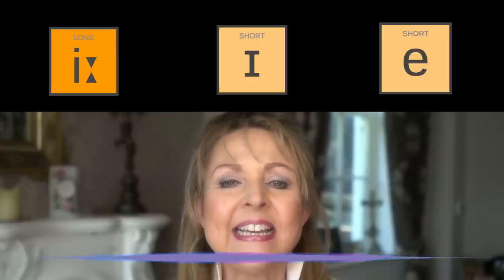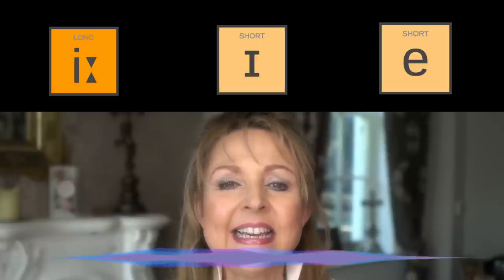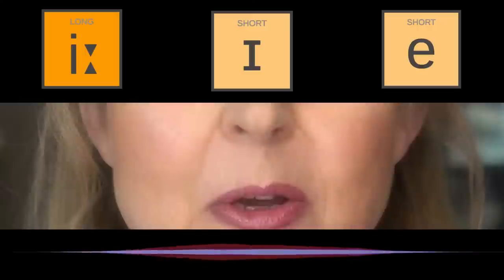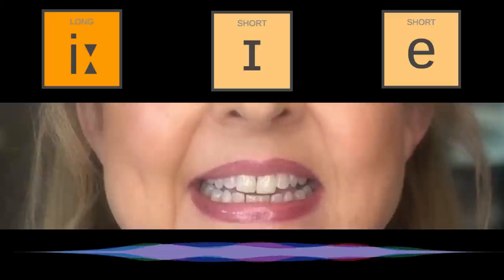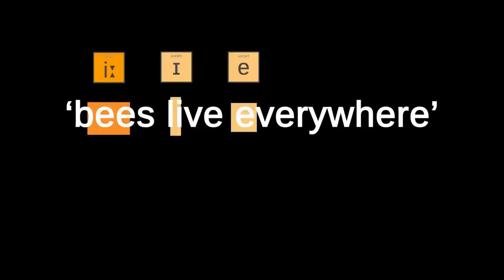Okay, now let's try E and I, followed by E. E, I, E. E, I, E. Can you see what's happening? The only change is when I open my mouth wider for E. The tongue stays the same. Now you try after me. Say E, I, E. All together. E, I, E. Now let's put them into a short sentence. Bees live everywhere. Bees live everywhere.